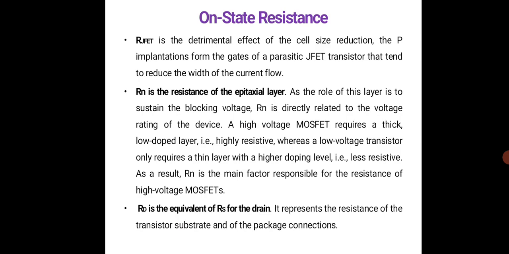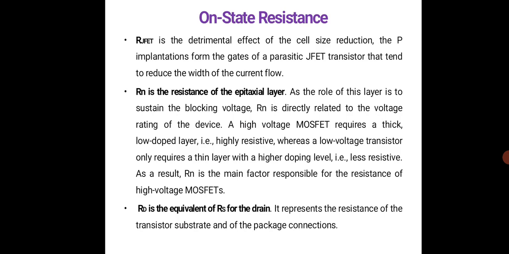Similarly, we have RFET or RJFET. It is a detrimental effect of the cell size reduction. The P implantations form the gates of a parasitic JFET transistor that tend to reduce the width of the current flow. And again we have Rn, which is the resistance of the epitaxial layer.